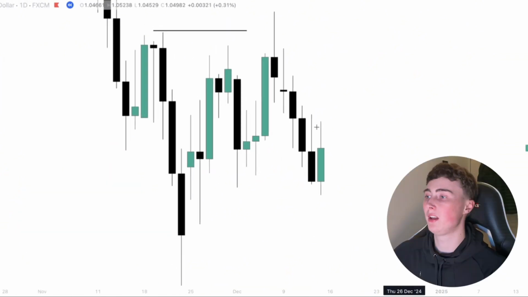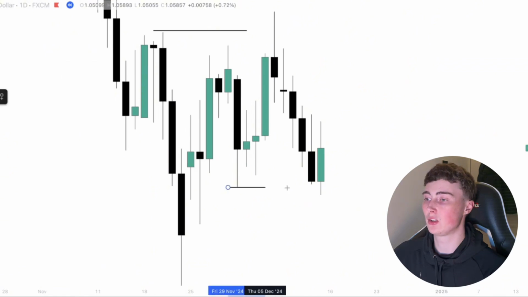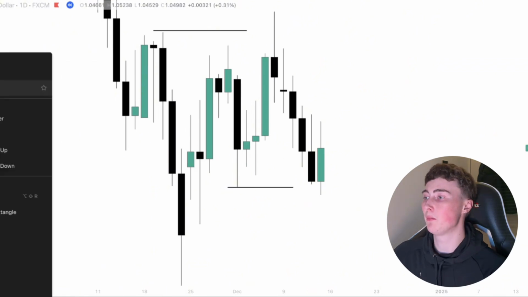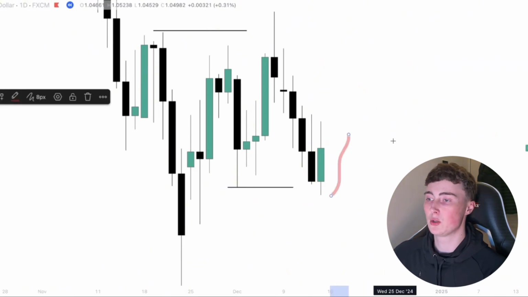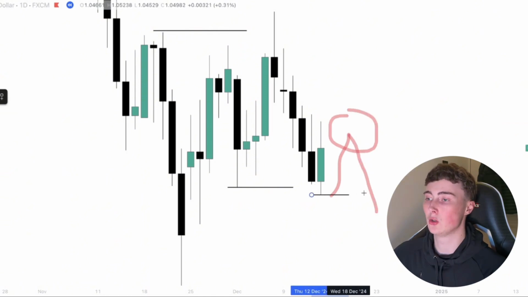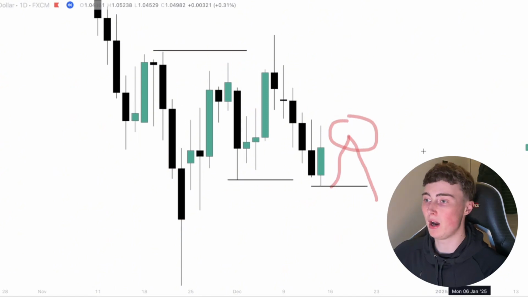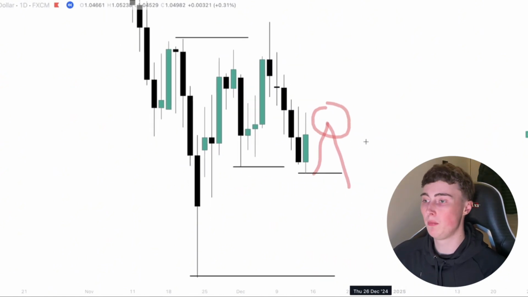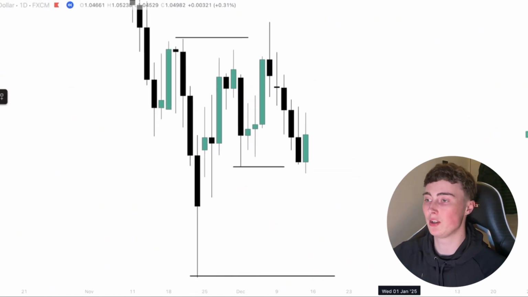On a more intraday level, you can see this external range liquidity was swept. Then price started to retrace. So if we get the confirmation in here, it makes sense that price would run to the downside and target this external range liquidity. So that's the daily bias. We're bearish, probably targeting this external range liquidity.